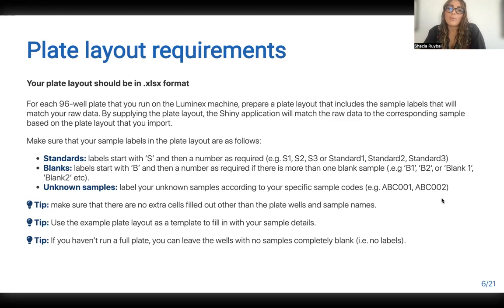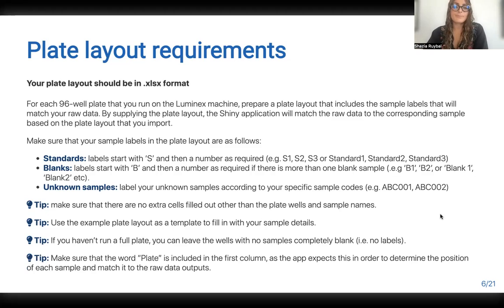The other point I wanted to make today: if you haven't run a full plate, which sometimes will happen, maybe you're just running a repeat of some samples that didn't work, you might not have a full 96 well plate. That's fine. You just leave the wells with no samples completely blank on your plate layout. Similarly, on your machine, you would have only selected unknown samples where there are samples. So it will all match accordingly, and it will run.